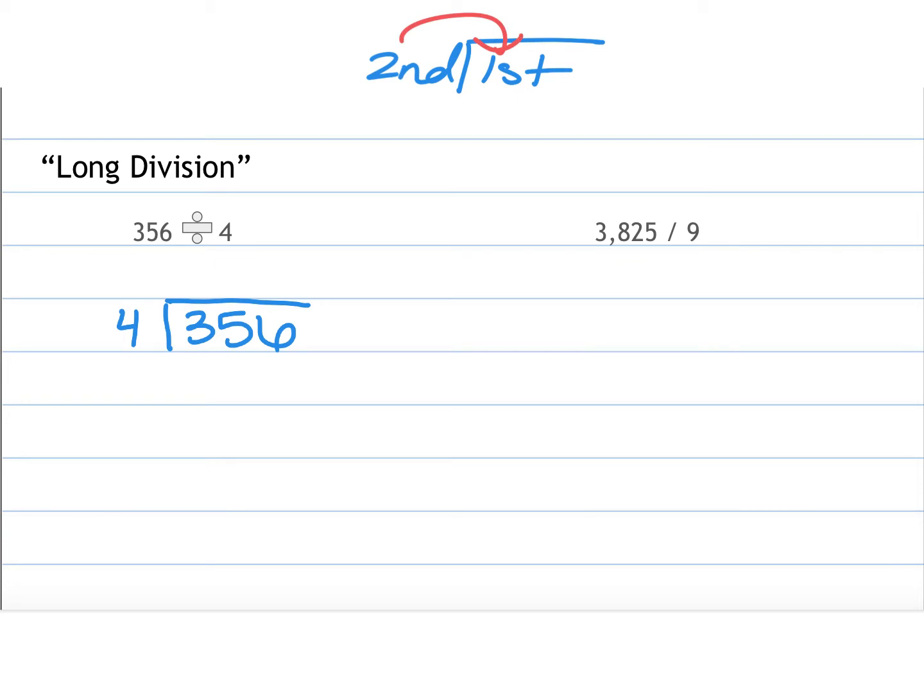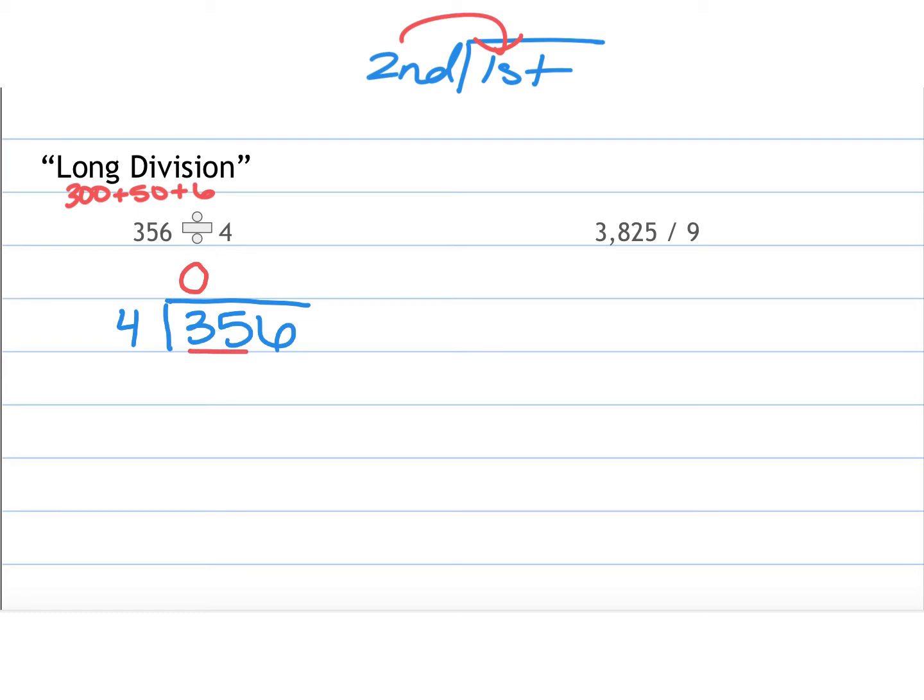And again, remembering, we know 356 is really 3 100s, 5 10s, and 6 1s. Okay, if that helps you. But the weird thing about division is you start from the beginning. So I'm saying, well, 4 doesn't go into 3. So I know we're not fitting in there at least 100 times. 4 is not going to go into 300 100 times. So then we jump over and we look at the next place value. We treat this as 35, even though we know it's 350.